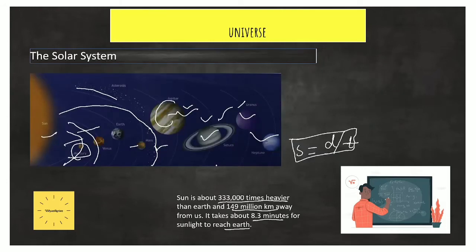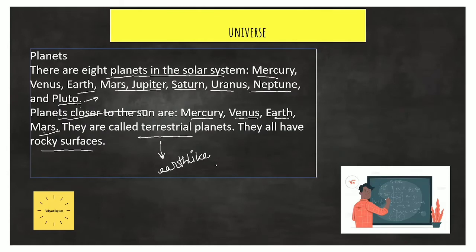We also got to know that the sun is about 3,33,000 times heavier than the earth and 149 million kilometers away from us. We also learned that it takes sunlight about 8.3 minutes to reach the earth. Okay. And then we learned about different planets. So there are 8 planets. Pluto is now considered a dwarf planet. And the other 8 planets are Mercury, Venus, Earth, Mars, Jupiter, Saturn, Uranus, Neptune. Then we have planets closer to the sun. The planets which are closer to the sun are also called terrestrial planets.